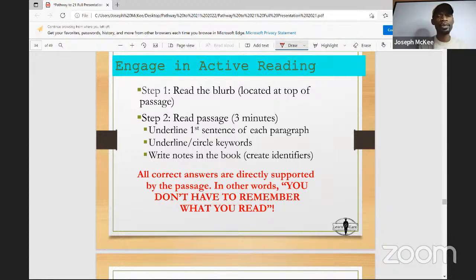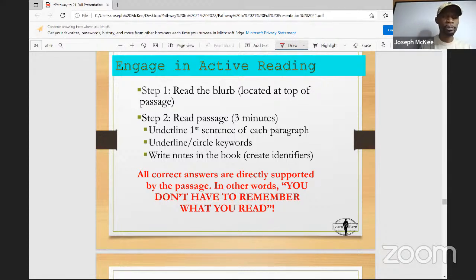So the first thing you want to always do is read a little blurb that's at the top. It's located at the top of the passage. That's where you're going to find out exactly what type of passage it is and what it's about a little bit. Maybe some important details right in that little blurb.